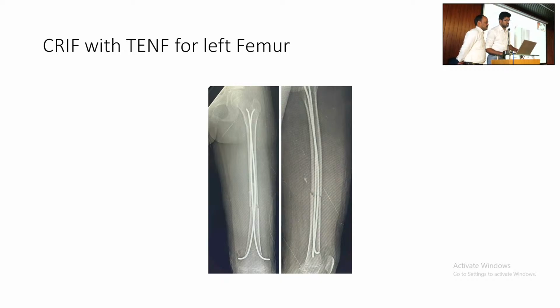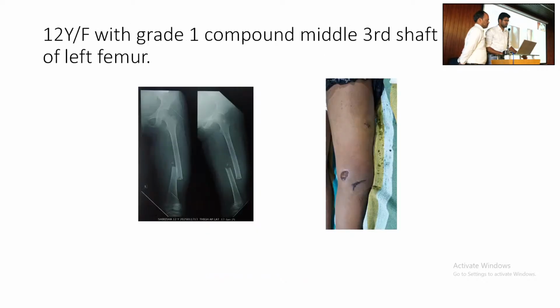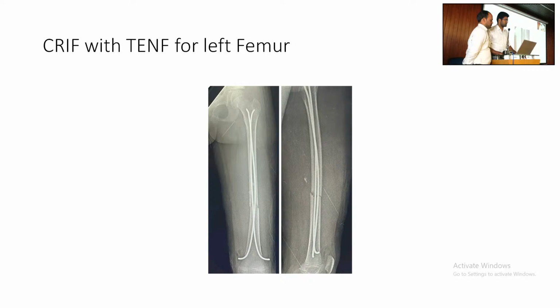Closed reduction internal fixation with TENS for left femur, sir. What age is it? 12 years. Can you do the nailing here? Yes, sir, adults are done with rigid nails. If not, you can use the nail of humerus.